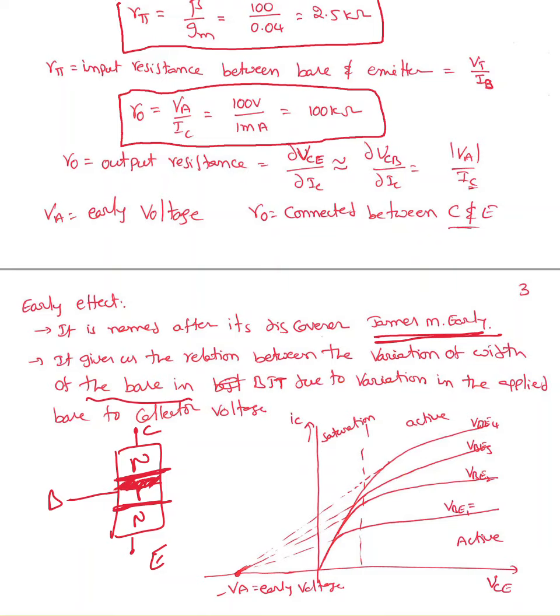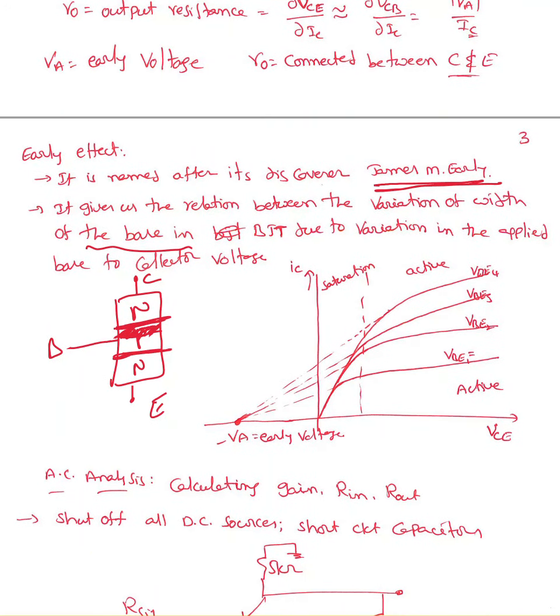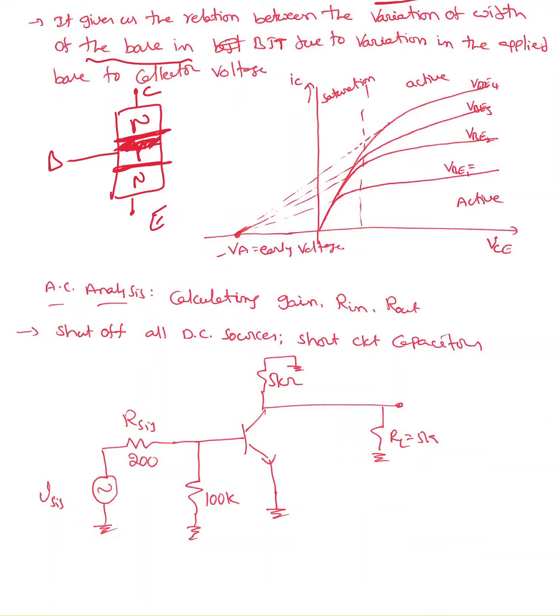Okay, what is the change? You can find out by using the Early effect. Usually that value most probably is going to be around 100 volts. Sometimes it can be infinite. Okay, now we're going to do the AC analysis.